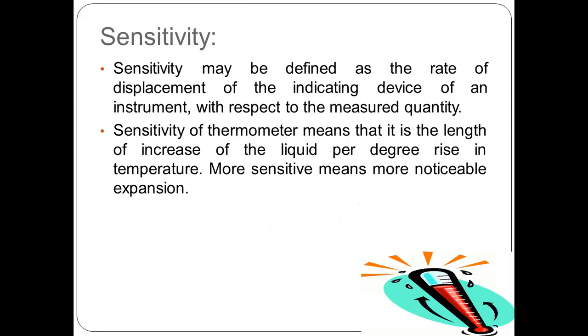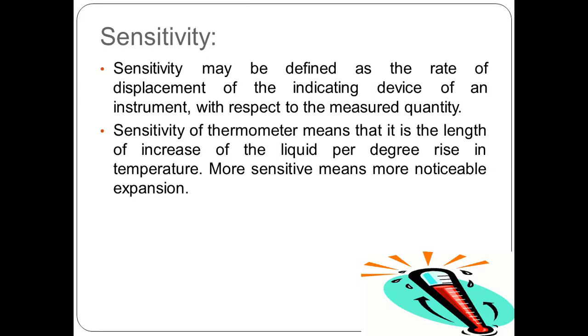See, sensitivity may be defined as the rate of displacement of the indicating device of an instrument with respect to the measured quantity. Meaning whatever input we are providing, by sensing that input, how much output, how much displacement we are given. For example, in a thermometer, when we provide the input, we put it in our mouth for the temperature measurement. So it senses the temperature of our body and indicates it on the scale.